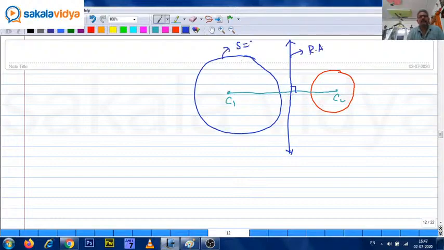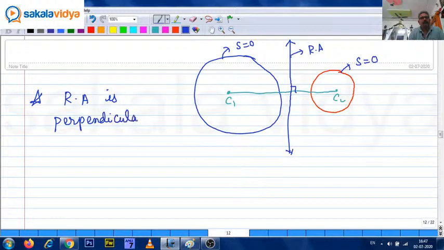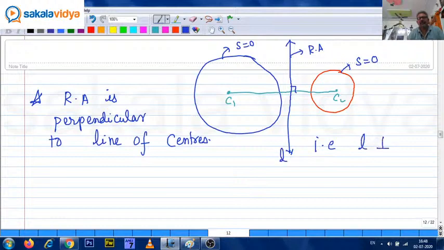Say this s is equal to 0 and s dash is equal to 0. So one important point is actually the radical axis is perpendicular to this. The line joining C1 C2 is called the line of centers. So that is, for example, this radical axis, say L, is perpendicular to C1 C2. This we can observe.